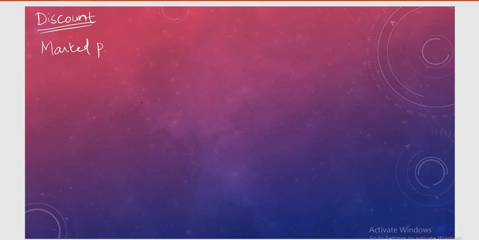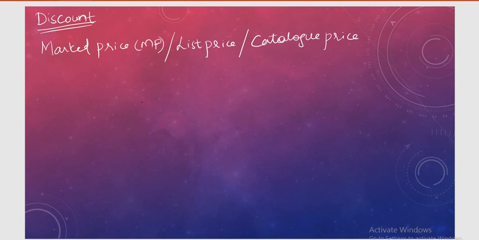The first word is market price, which we will represent with MP. This market price is also called list price, or we can call it catalog price. These are the different names for market price. So what is meant by market price? Market price is nothing but the printed price that is present on the price tag, right?